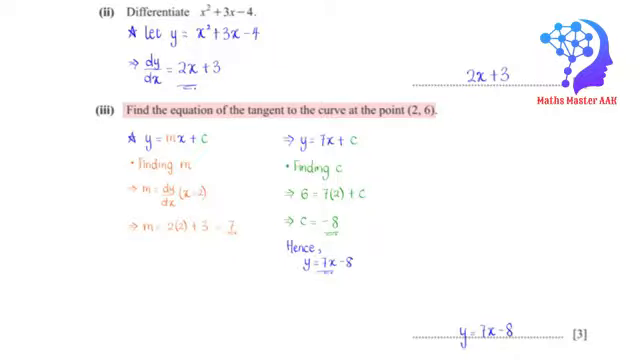To find the value of c, we need to substitute the coordinates given in the question, and so this gives us 6 is equal to 7 times 2 plus c. When we make c the subject, we have negative 8. Hence, the equation of the tangent is y is equal to 7x minus 8.